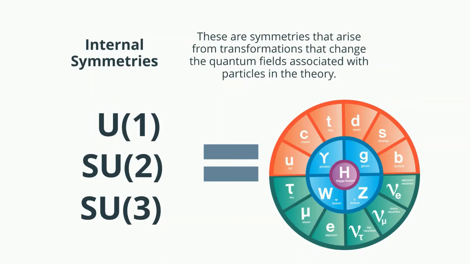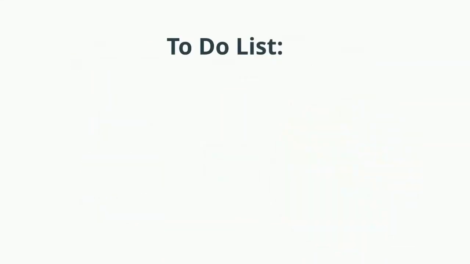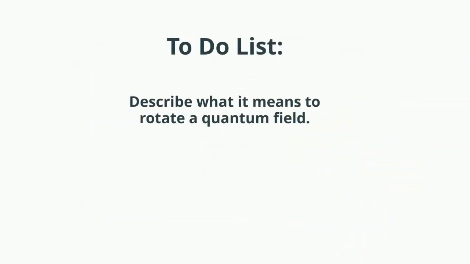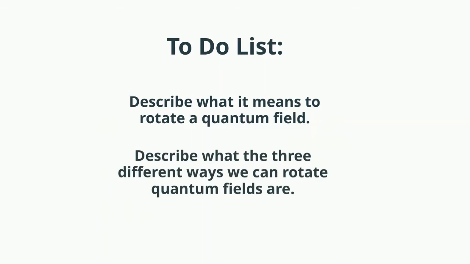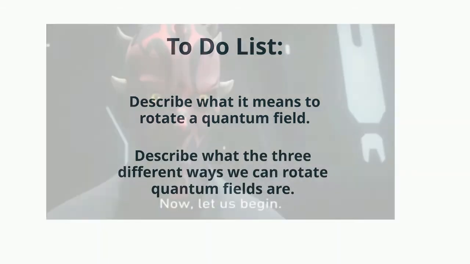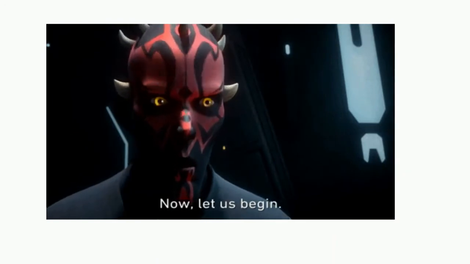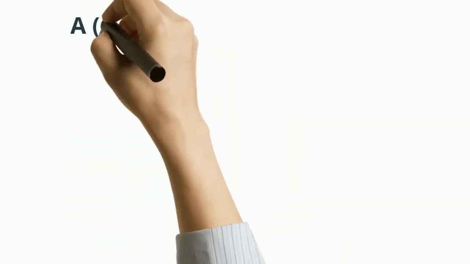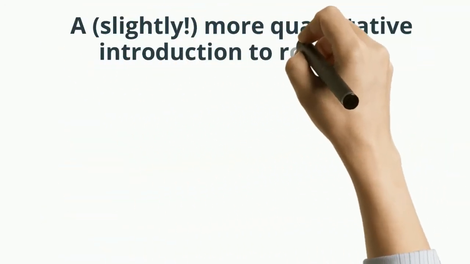All that remains is to describe what exactly it means to rotate quantum fields and what these three different kinds of rotations are. So, let's get started. To start, let's think about a slightly more quantitative description of what a rotation is.